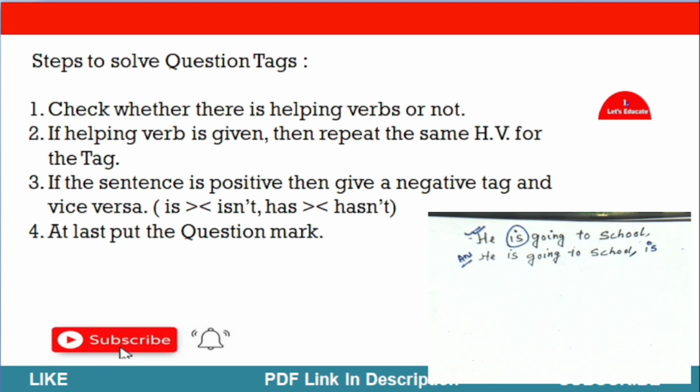Then number 3rd point says that if the sentence is positive, then give a negative tag and vice versa, means इसका उल्टा होगा. ठीक है, अगर सेंटेंस पॉजिटिव हुआ तो टैग को क्या देना है? नेगेटिव देना है. एंड अगर सेंटेंस नेगेटिव हुआ देन वी हैव टू पुट ए व्हाट? पुट ए पॉजिटिव टैग.